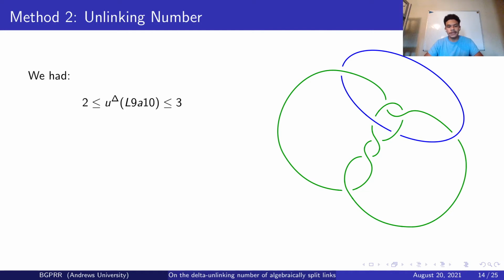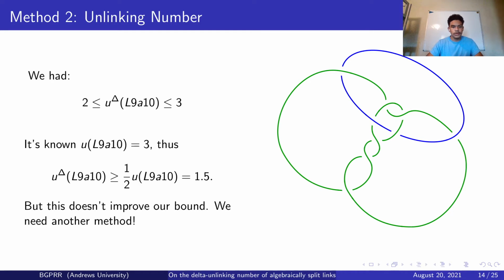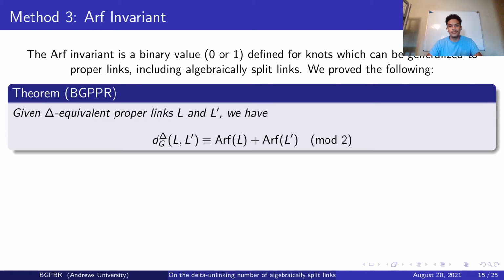Remember, we have that the delta unlinking number of L9A10 was bounded below by 2 and above by 3. If we apply method 2, we know, and it is known, that the canonical unlinking number of L9A10 is equal to 3, and thus the delta unlinking number of our link is bounded below by half of this value, or 1.5. But unfortunately, this also does not improve our lower bound, and we'll need another method. This introduces our discussion of the Arf invariant.